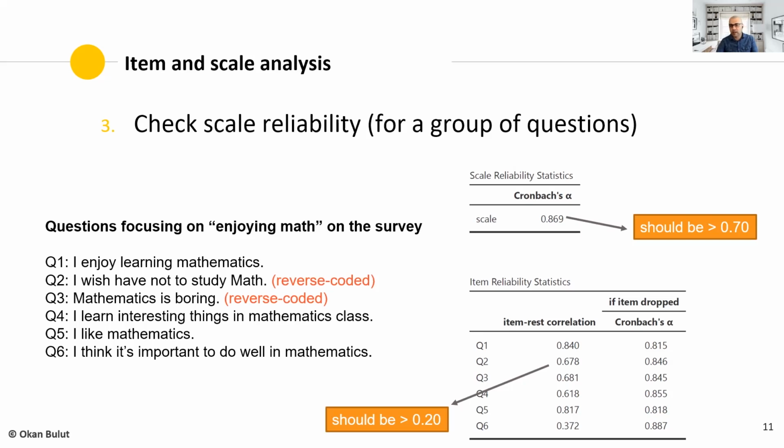In this particular example, you can see that all of the correlations are really high. Only question 6 seems to have a lower correlation, 0.37, but it is not too bad. It is still pretty decent and acceptable. So I can say that all the 6 questions that you are seeing here contribute to my scale, the group of items that seem to measure the enjoying mathematics construct.